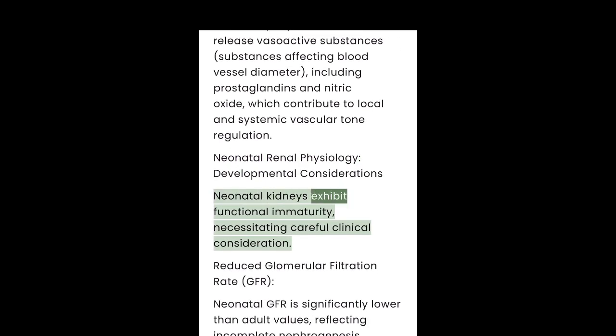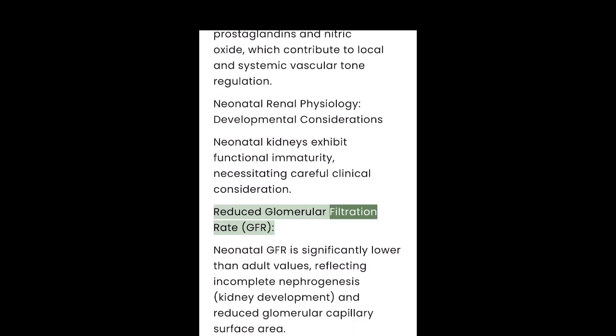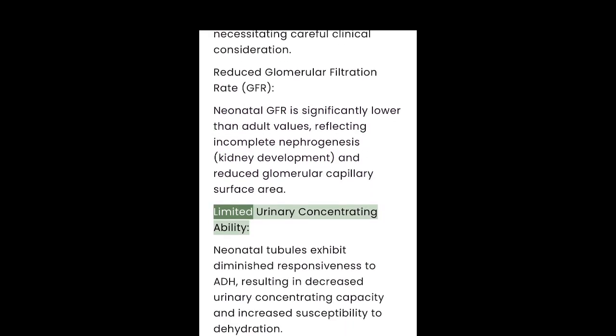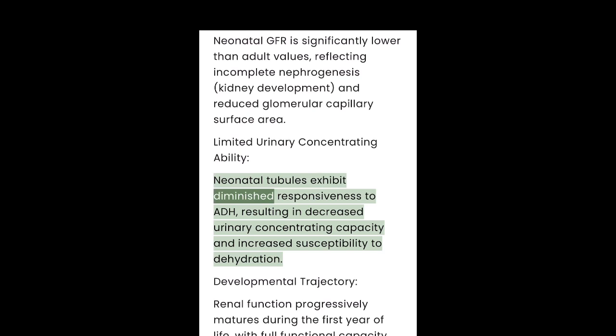Neonatal kidneys exhibit functional immaturity, necessitating careful clinical consideration. Reduced glomerular filtration rate. Neonatal GFR is significantly lower than adult values, reflecting incomplete nephrogenesis and reduced glomerular capillary surface area. Limited urinary concentrating ability. Neonatal tubules exhibit diminished responsiveness to ADH, resulting in decreased urinary concentrating capacity and increased susceptibility to dehydration.